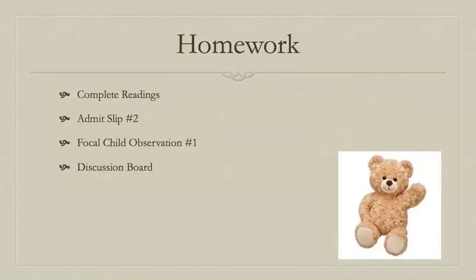And I want to highlight the homework. So complete the readings for this week. This week we have do admin slip number 2, which is on week 4's readings. We also have do your first observation of your focal child. And remember to use the observation sheet with the 3 columns that we've been using since last semester. And then there's a discussion board activity. Go in, watch the video, post your response to the prompt, and remember to comment on one of your classmates' posts.